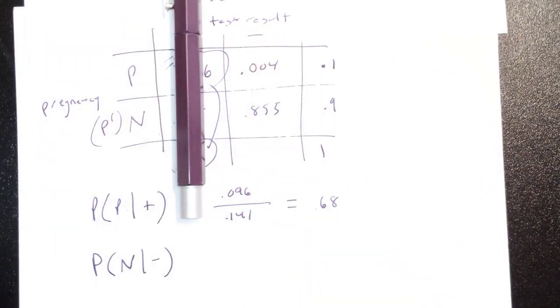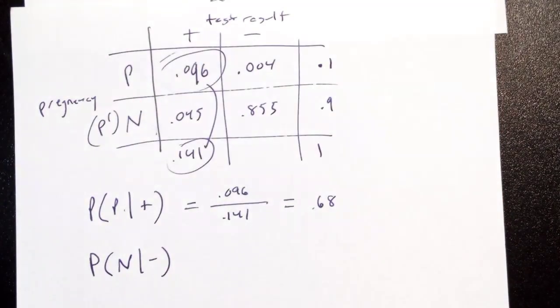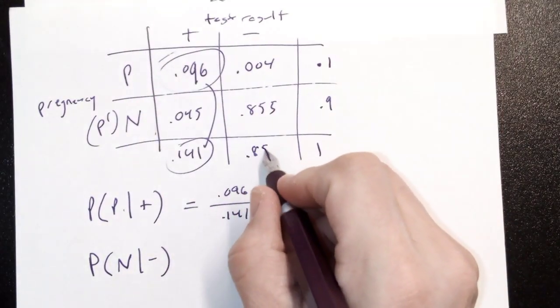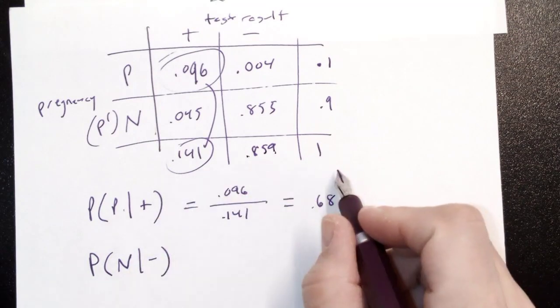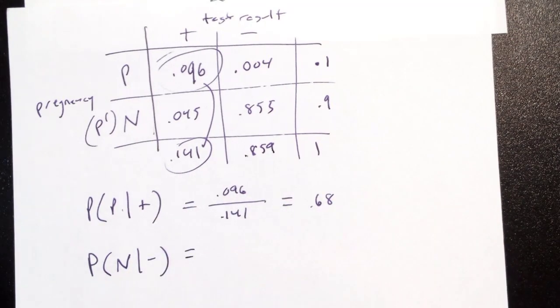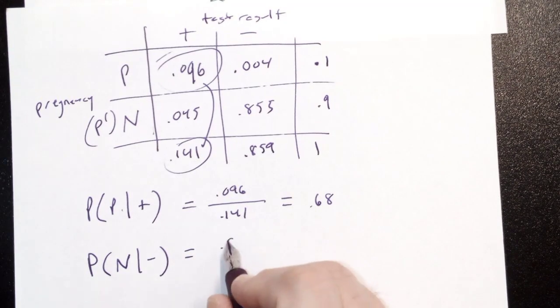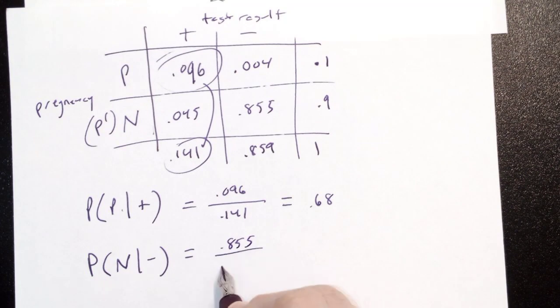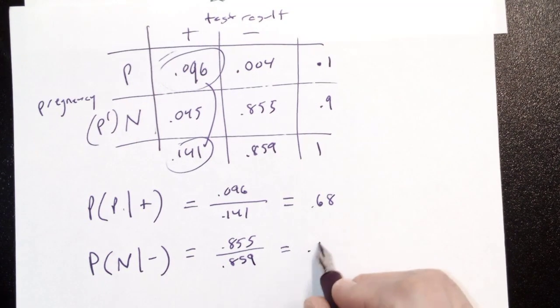And I didn't finish the numbers, did I? So my real question is, what's this number down here? 0.8. Aha. And notice again, those 2 add up to 1. But that means the chance of not being pregnant, if you got a negative test, is 0.855 out of 0.859, which is 99.5%.